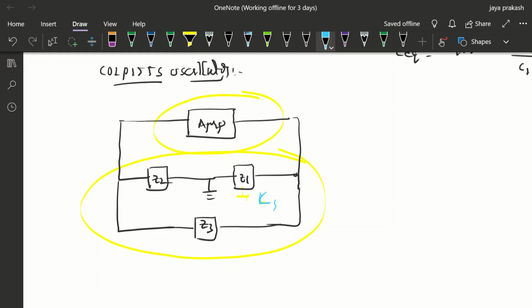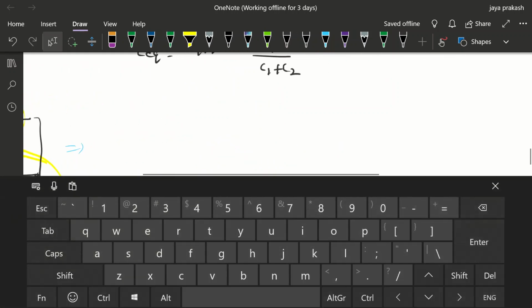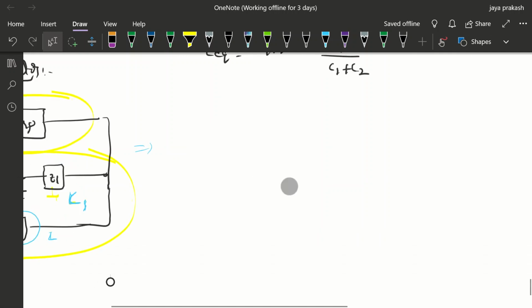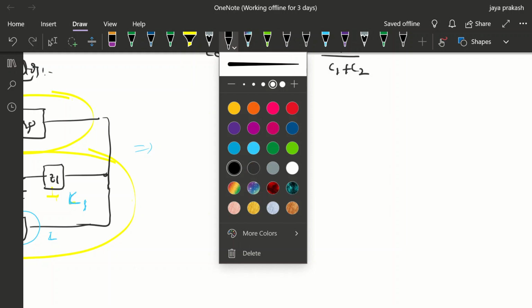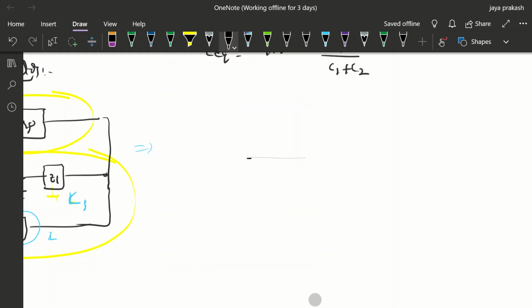In the Colpitts oscillator, both Z1 and Z2 are capacitances and Z3 is an inductance. So if I draw the circuit diagram of a Colpitts oscillator, in place of the amplifier, it has a CE amplifier.